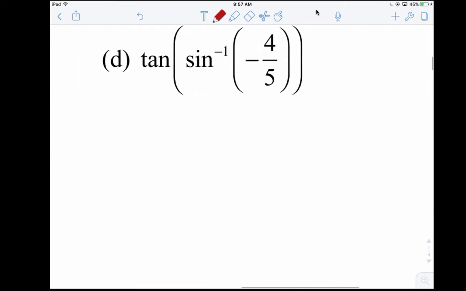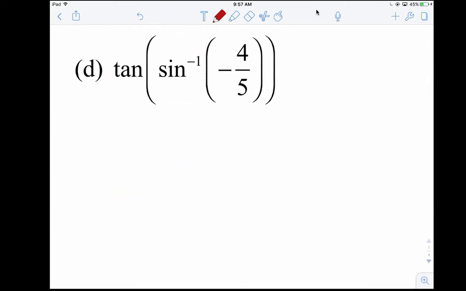Alright, and then the last one, you have tangent of inverse sine of negative 4/5. Now, negative 4/5 is not on the unit circle. So this is one where if you're given a ratio that's not on the unit circle, you want to draw it out. Okay.